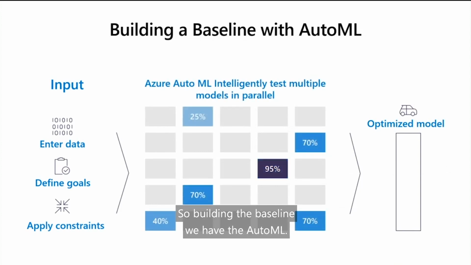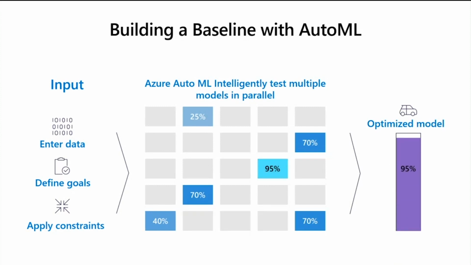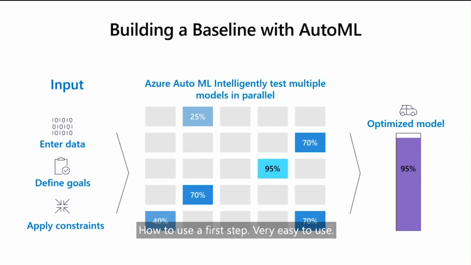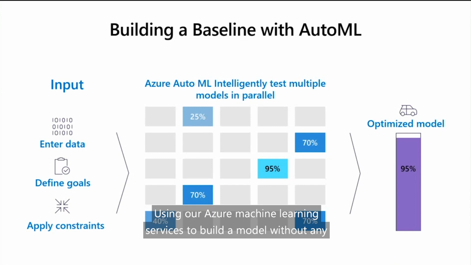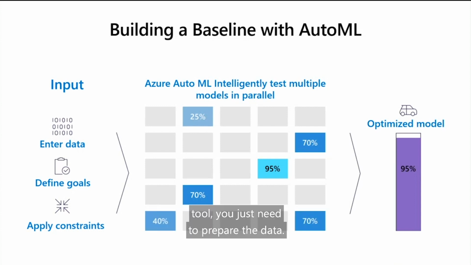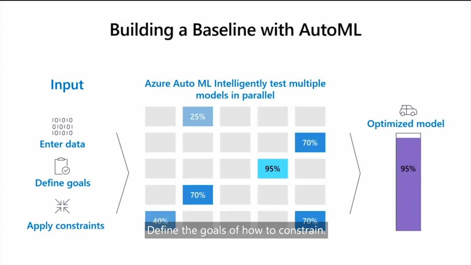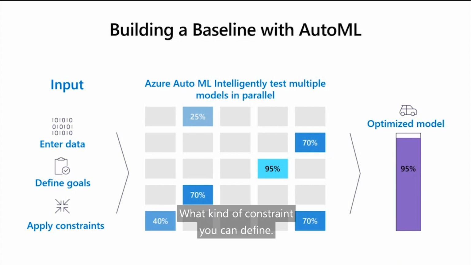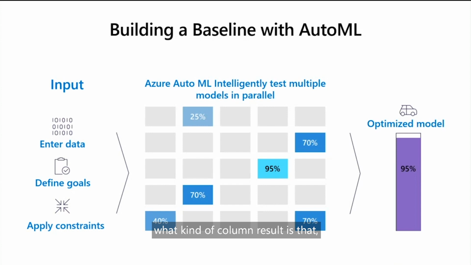So, building the baseline with AutoML. I will go through a demo of how to use, as a first step, our Azure Machine Learning service to build a model without any knowledge of data science and machine learning, because we have AutoML features. You just need to prepare the data, define the goals, and apply the constraints. What kind of constraints can you define? Let's say some rules, some columns, some data you need to filter out. Define your goal, what kind of column is the result in the dataset, and definitely you need to prepare the data.